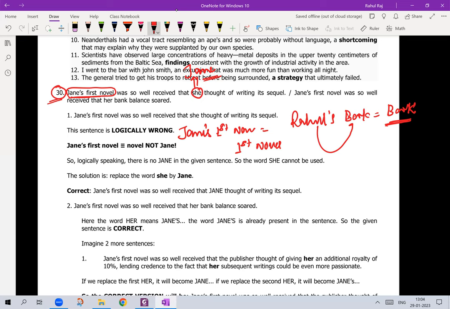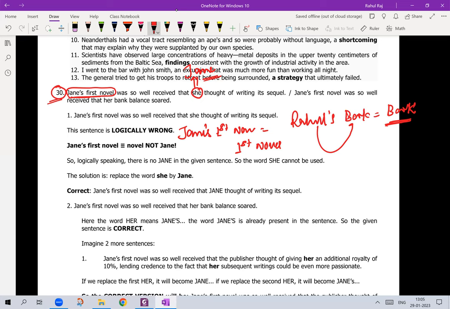But Rahul, there is only one person in this sentence, so it must be Jane only. There's no person at all. That's what we think of, but it is not. So Rahul's book is just book. You can't consider it Rahul's book.